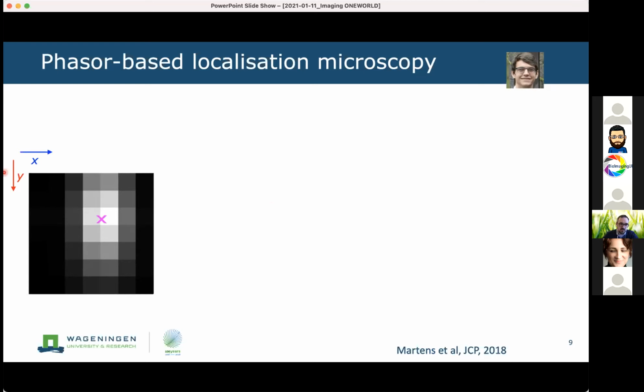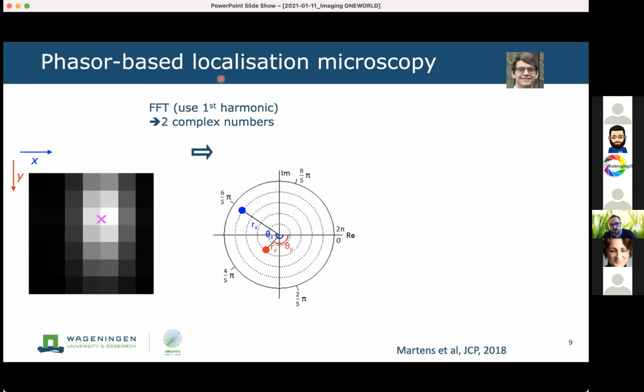So what is it? What you see on the left is a zoom in of a so-called region of interest. Because we are in 3D, we have an elongated molecule, and that is the kind of intensity distribution that you would see on a standard camera. The phasor approach says that you do a Fourier transformation of this two-dimensional picture, and you just look at the first harmonic in the X and in the Y direction. So what you get is two complex numbers. They represent in the phasor plot an angle, this one, and a magnitude, which is just the radius, the distance.